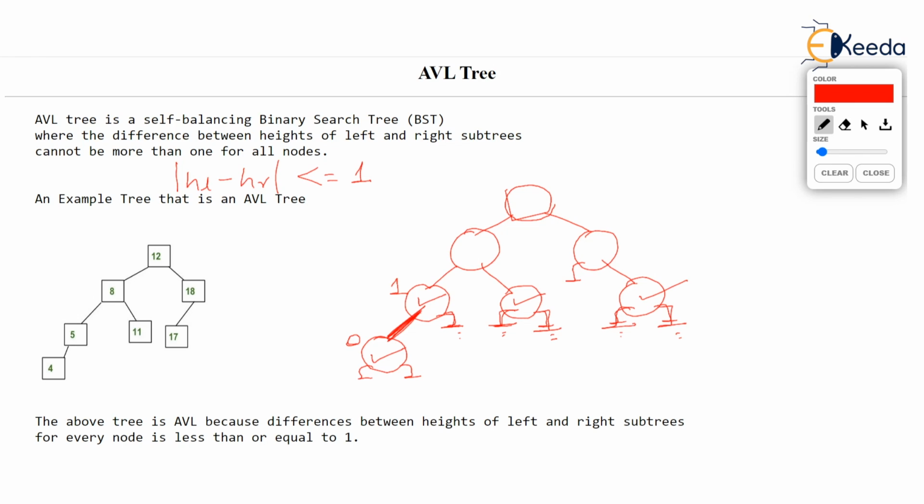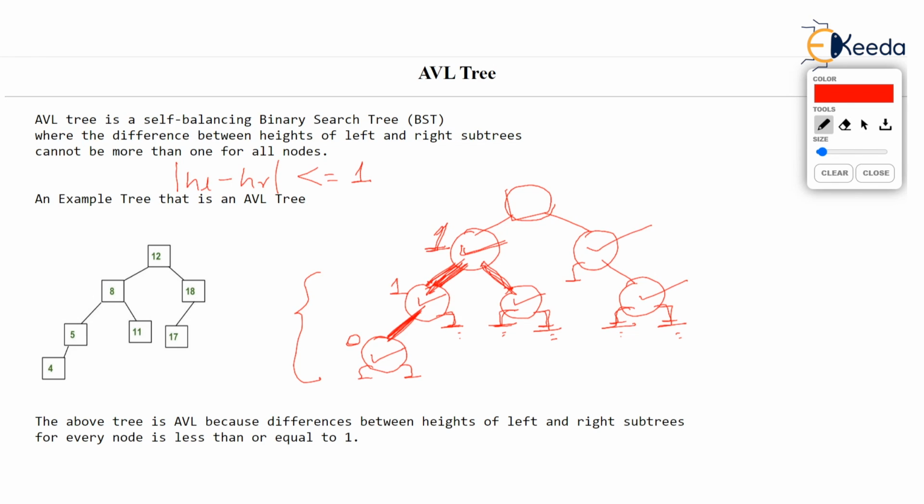The node which I am ticking is also balanced, because the left height of this node is 2. I am not marking that horizontal line for explaining the levels now, but you can understand that the left of this node, which I am pointing to, is 2 levels deep, and the right is 1. So 2 minus 1, 1 is the difference of left height and right height. Similarly, the peer of this node at the same level is also balanced.